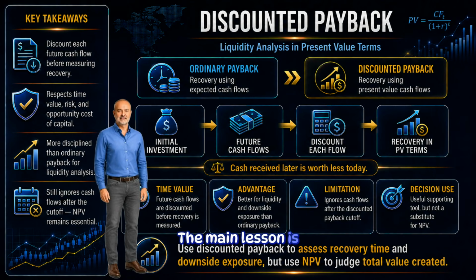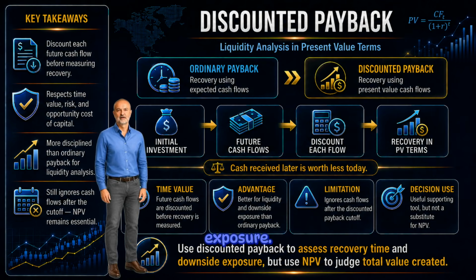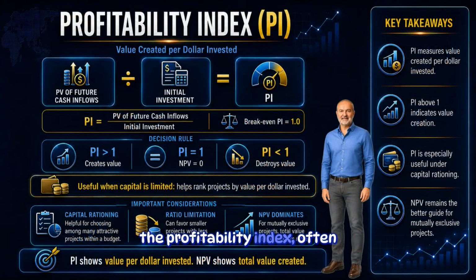The main lesson is this: discounted payback is a useful supporting tool. It can help managers evaluate liquidity and downside exposure, but it should not replace NPV when the objective is to maximize firm value. Now let's turn to the Profitability Index, often called PI.